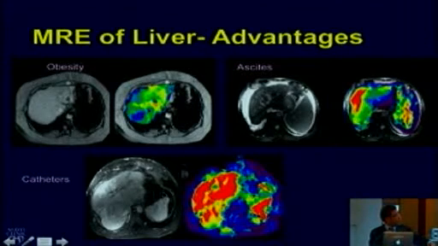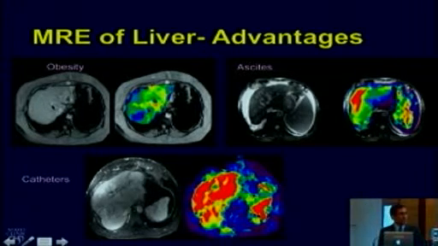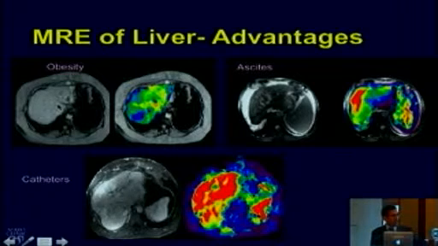The major advantage of MRE is that you can perform it in obese patients. This is a patient with a BMI of 45. As long as the patient fits into the MR scanner, you can do an MRE. If the patient does not fit in the scanner, you cannot do it. You can even perform MRE if the patient has ascites.